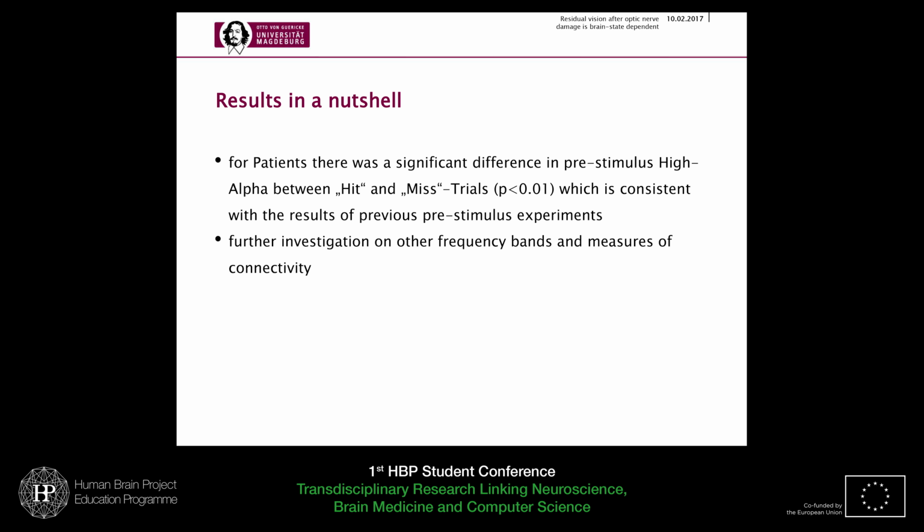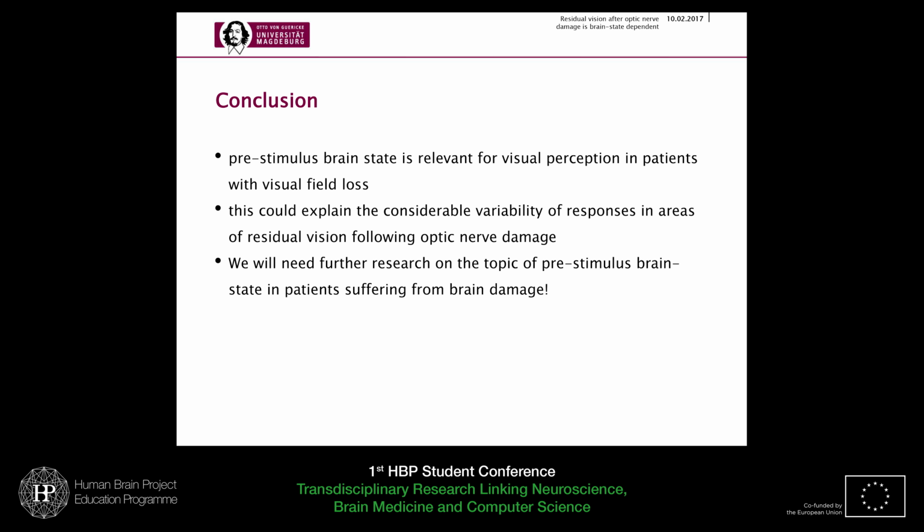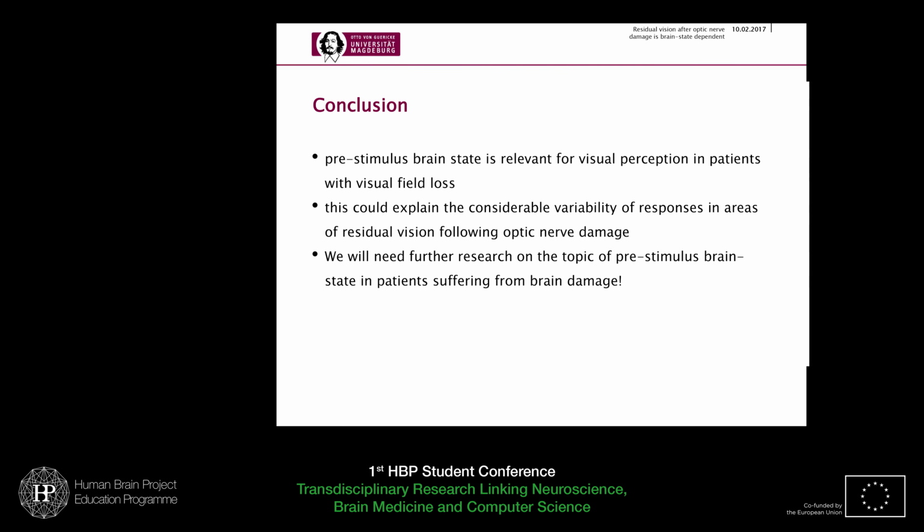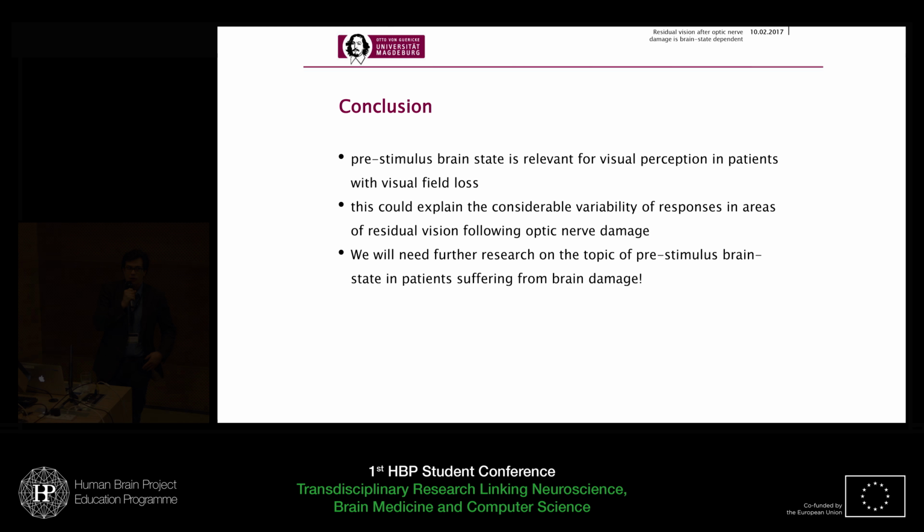As a conclusion, we can say that pre-stimulus brain state seems to be very important for people suffering from vision loss in this area of residual vision. It might be that once you have a malfunctioning input, the brain is able to somehow compensate with mechanisms that are also found in healthy controls.